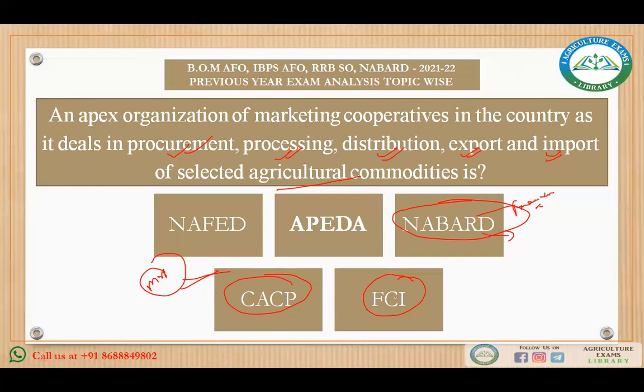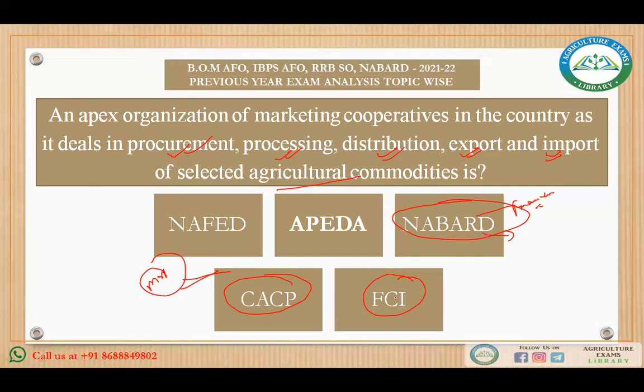Now, when you talk about NAFED, their main function is to organize, promote, and develop marketing, processing, and storage of agriculture, horticulture, and forest produce, and distribution of agriculture machinery, implements, and other inputs.